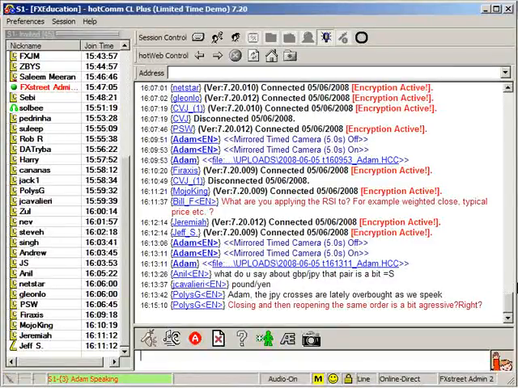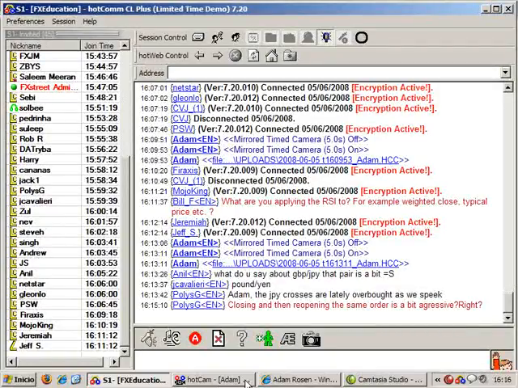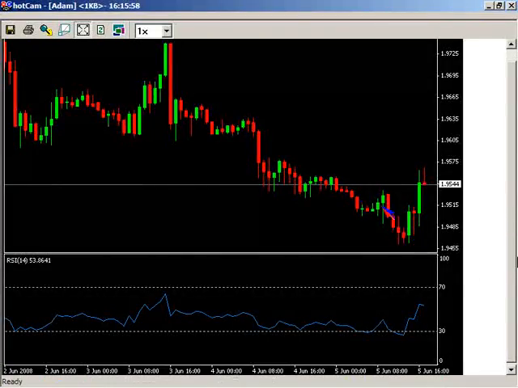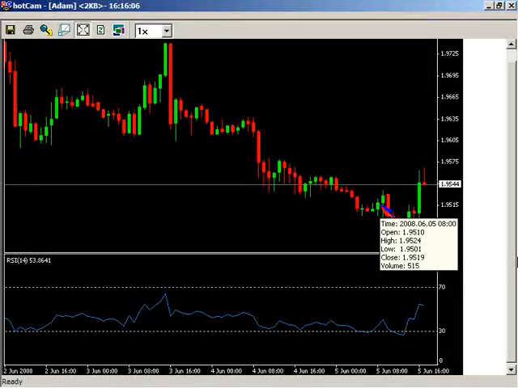Polly G asks, closing and then reopening the same order is a bit aggressive. Yeah, it is a bit aggressive. I don't want to say that and lead you to start opening and closing trades. I just mention it because it is an alternative. Personally, I take the trade.